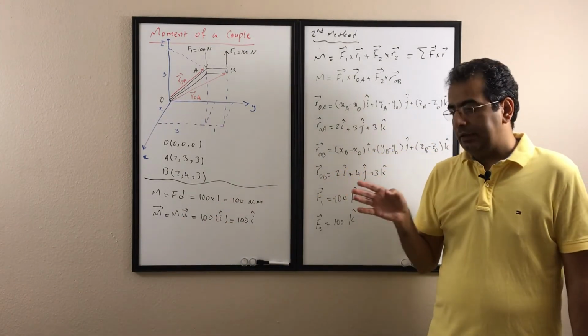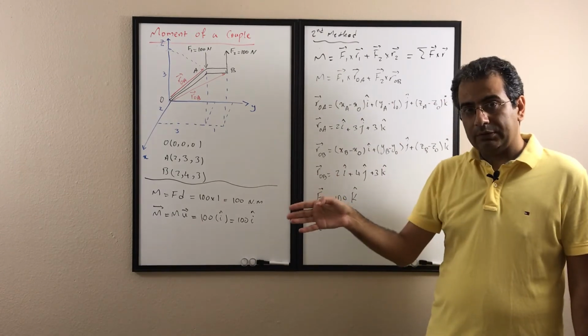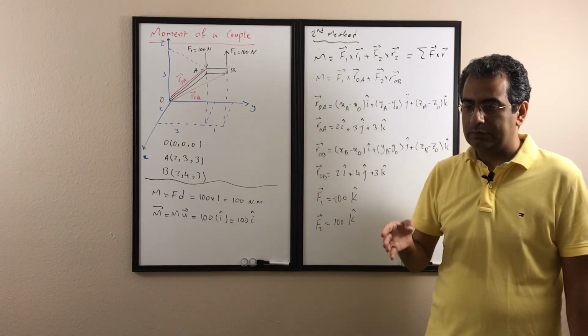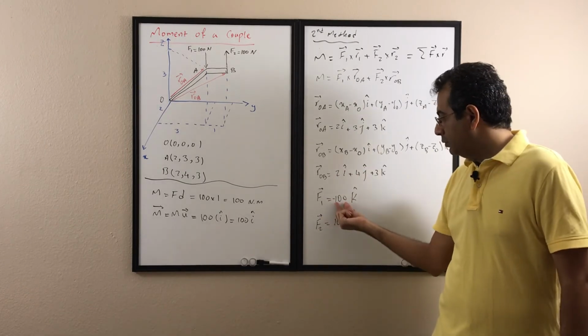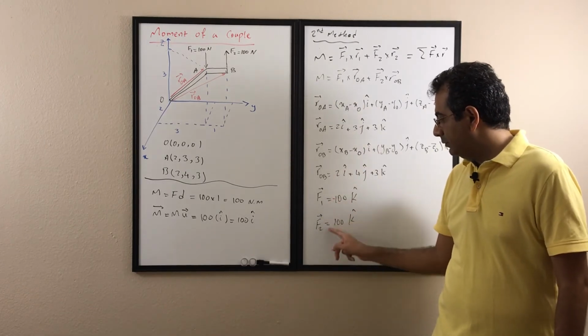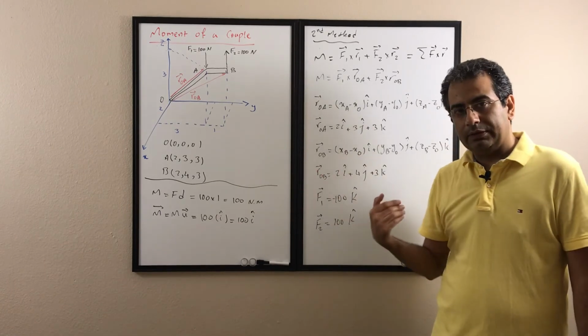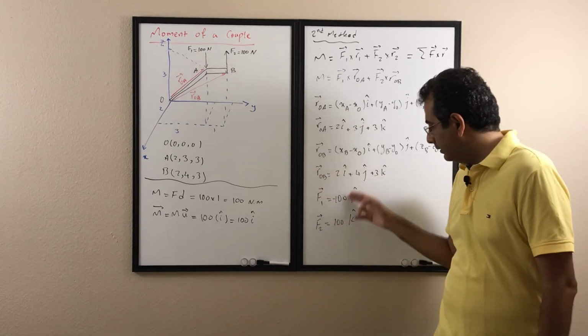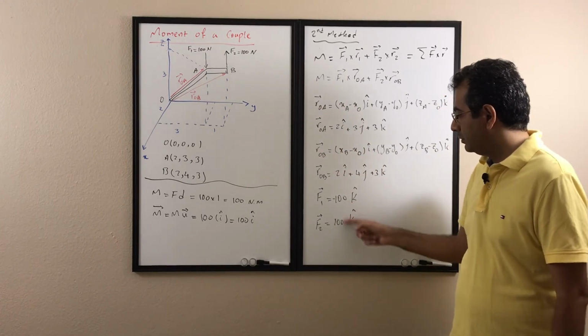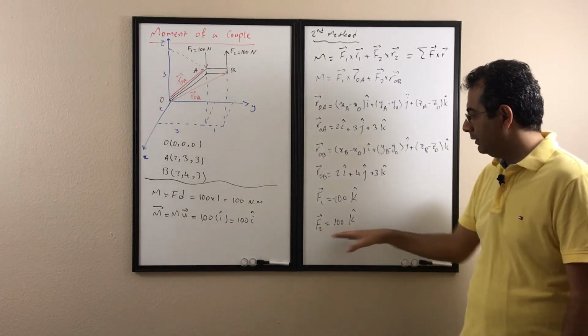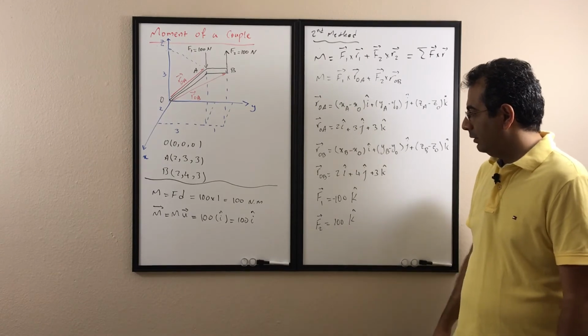If it was in the opposite direction of x, parallel to x but in the opposite direction, it would be negative 100i. So just the magnitude, plus or minus, shows whether it is the positive or negative direction of that axis, and the unit vector of that axis. Here it is parallel to the z, so we can very simply write that.